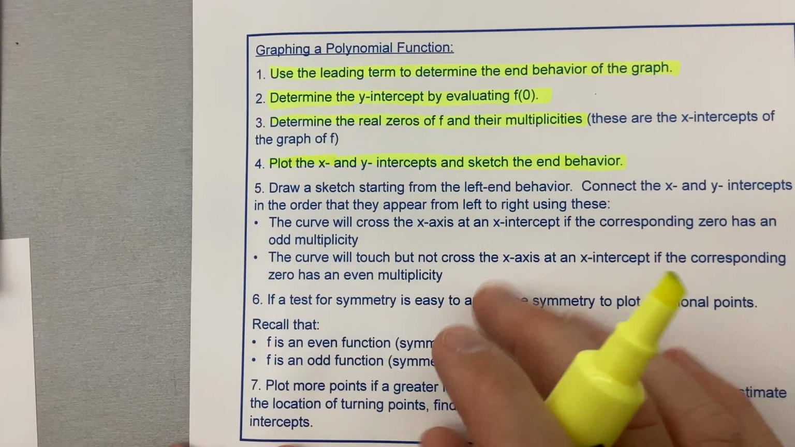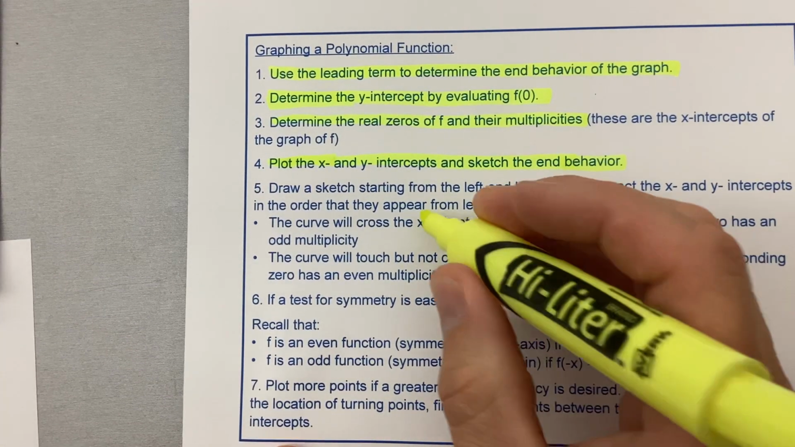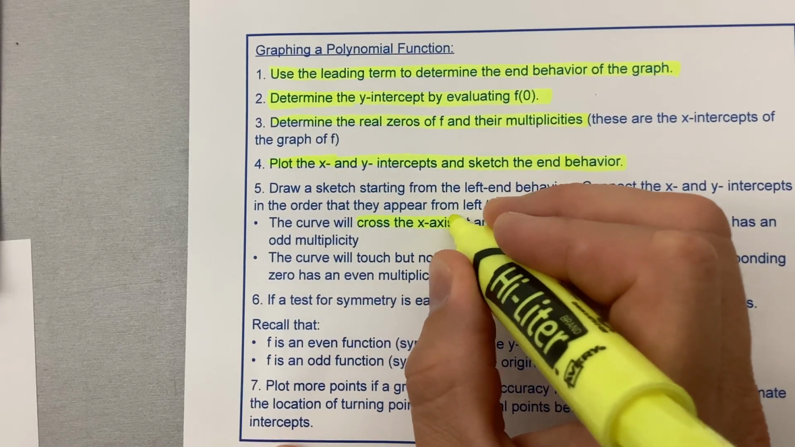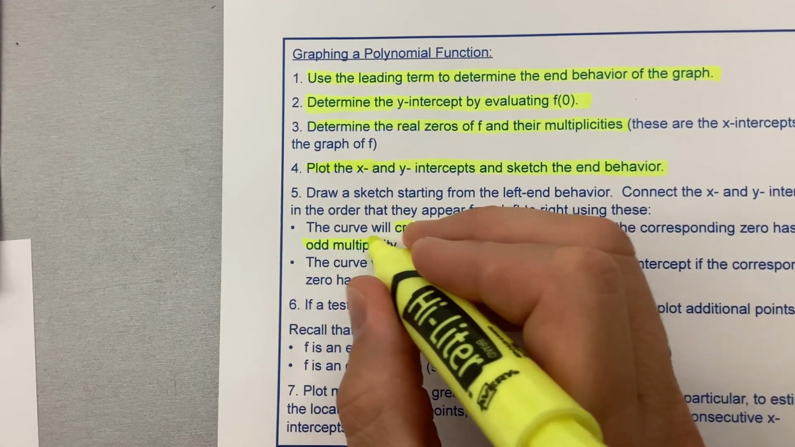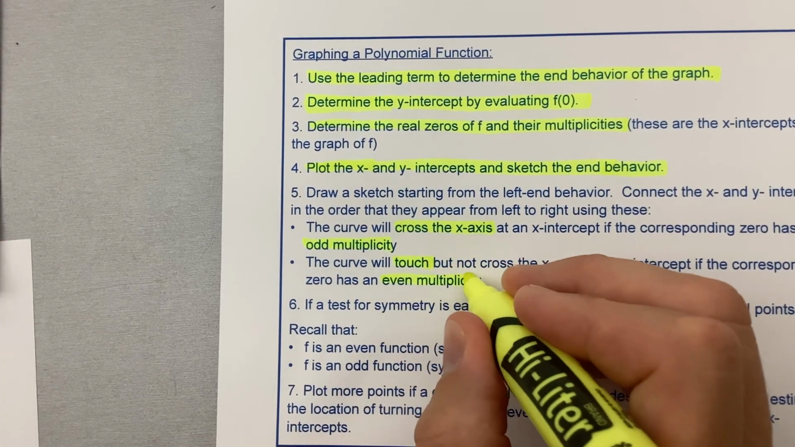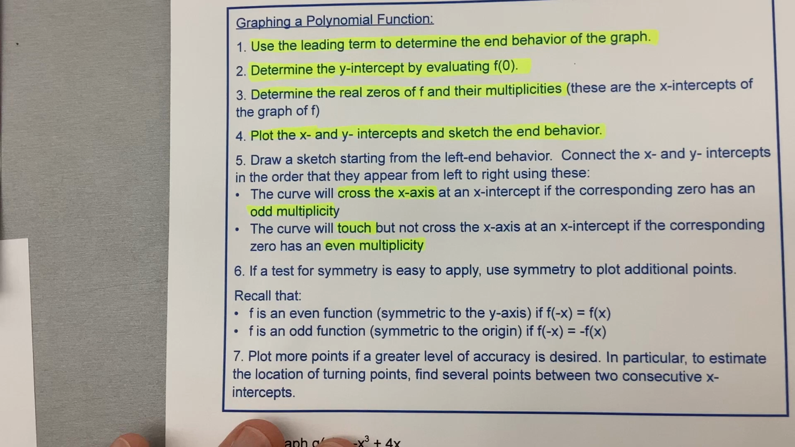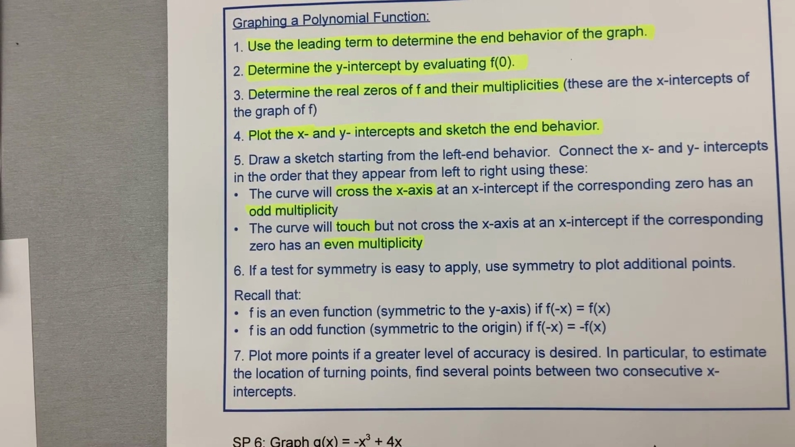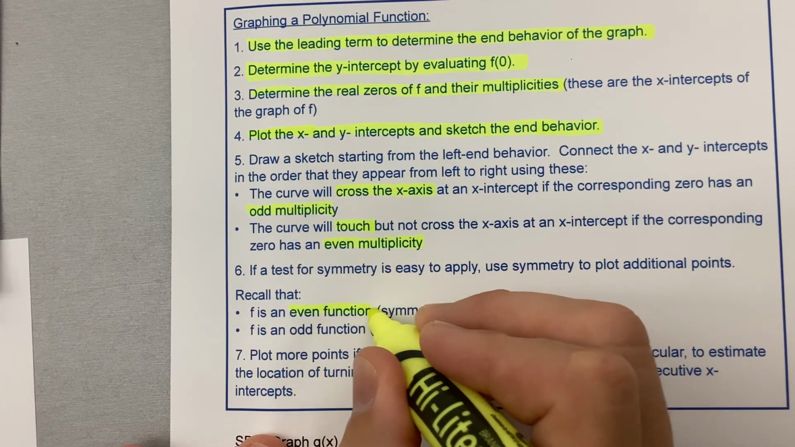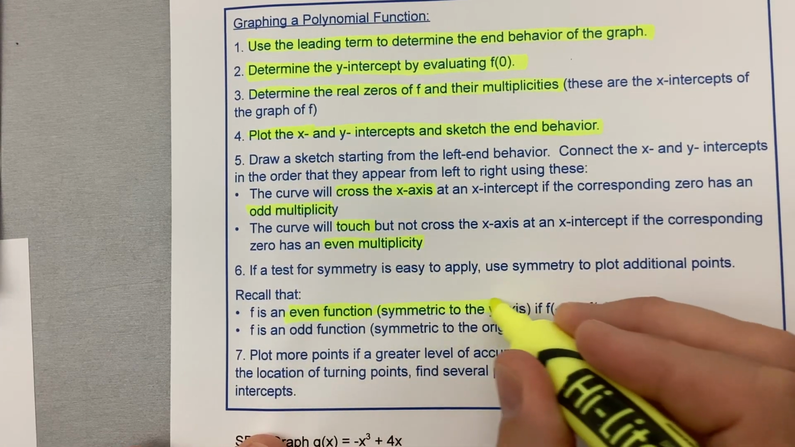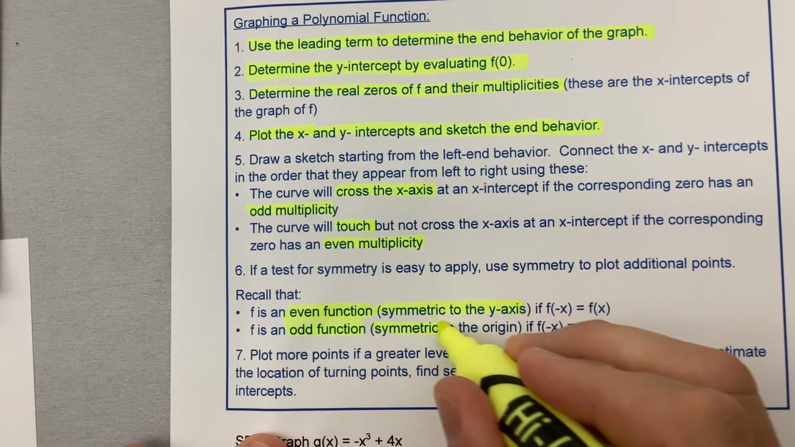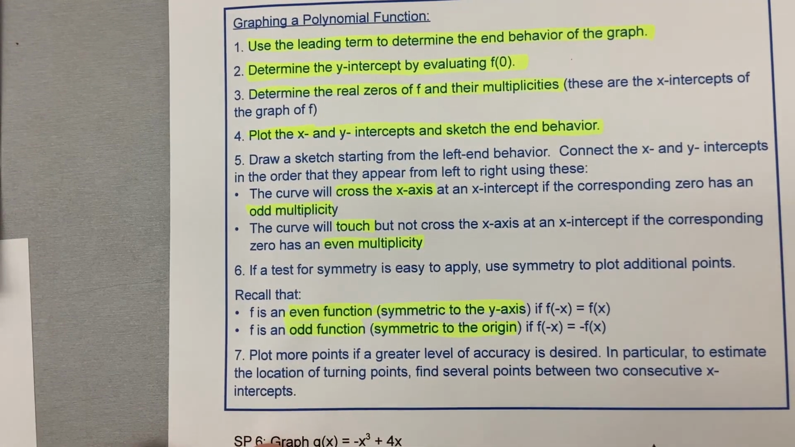Steps 5, 6, and 7 get kind of long, but let's do this. Cross the x-axis with an odd multiplicity. Touch with an even multiplicity. We have those rules in place there too. We could look for symmetry. If we know that it's an even function, it will be symmetric about the y-axis. And if it's an odd function, it's symmetric about the origin.